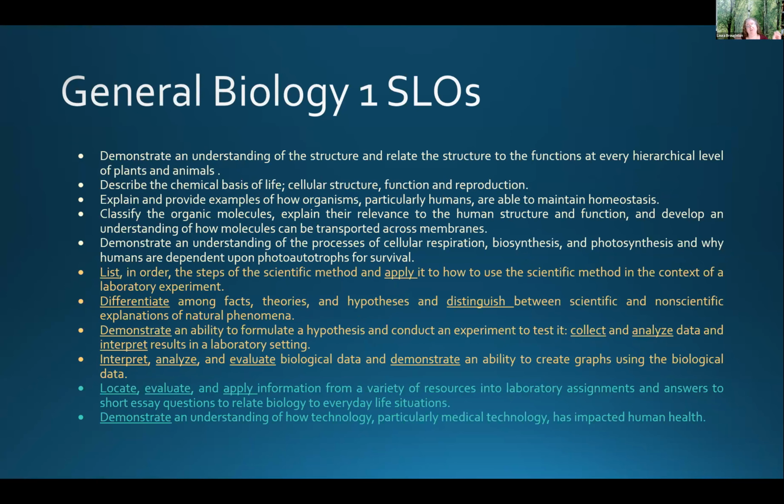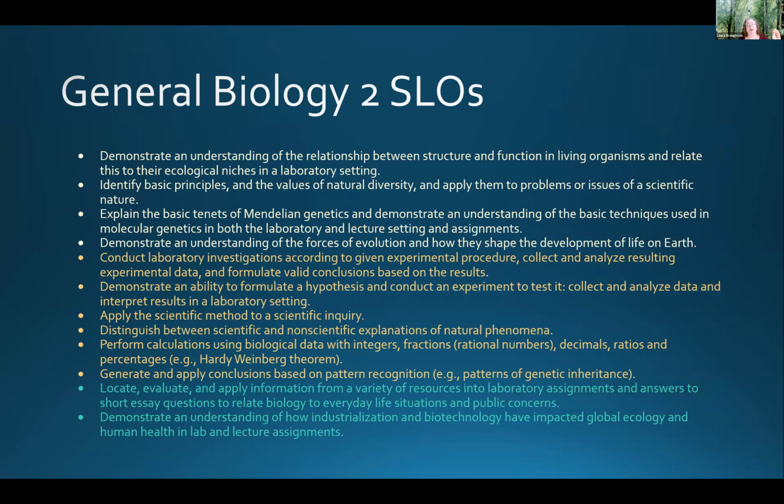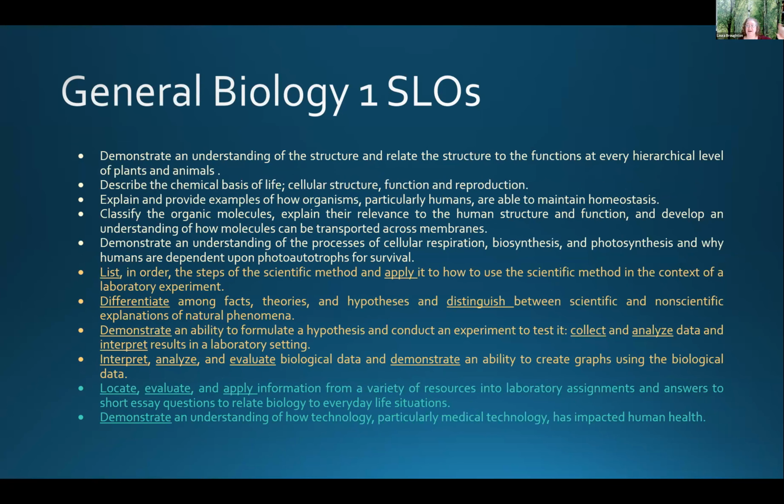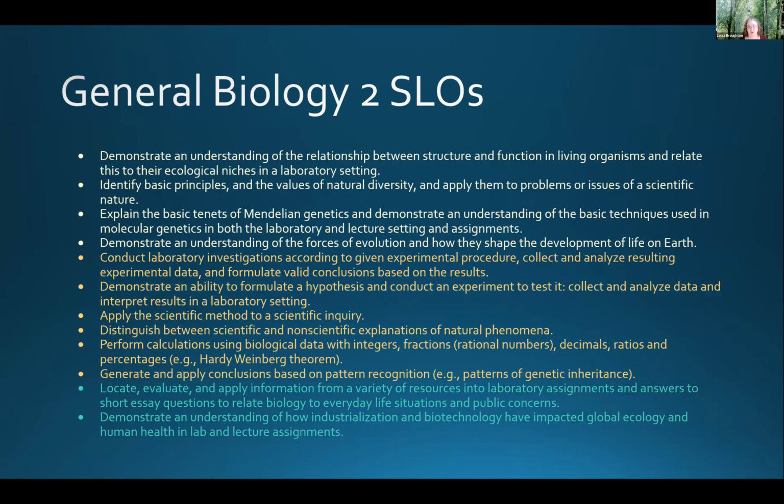And you don't have to read all these. What I've done is I've taken the student learning outcomes from General Biology 1 and General Biology 2 and color coded them for you. The ones at the top, the light color, are the concepts and the vocabulary. The ones in the orangey color are the skills, and the ones in the blue color are the connections to themselves and into society, just to show you the overarching distribution of those.